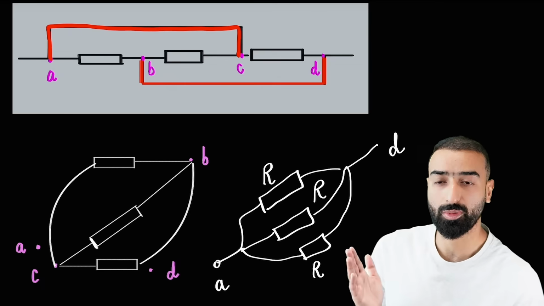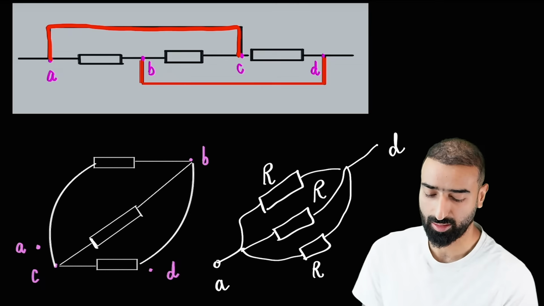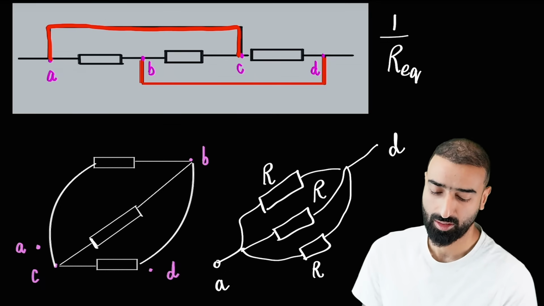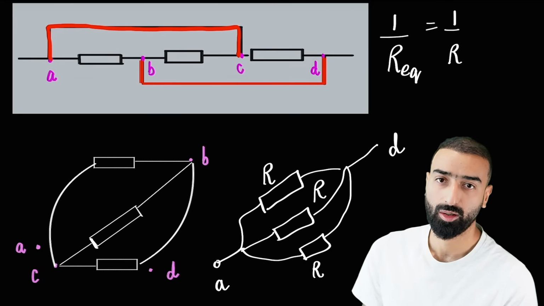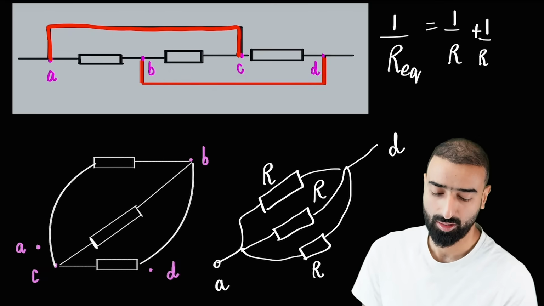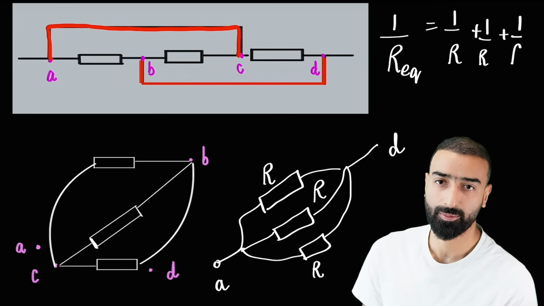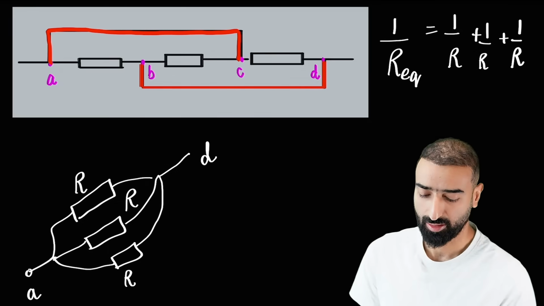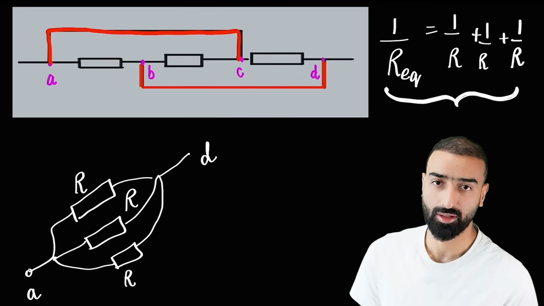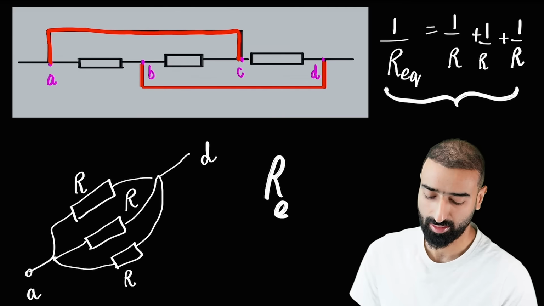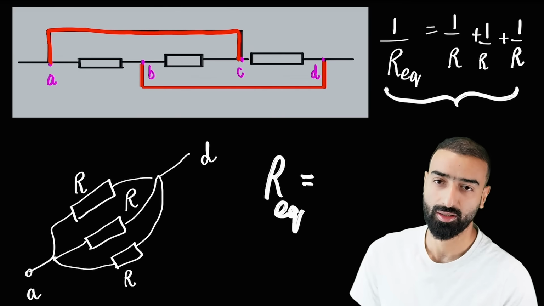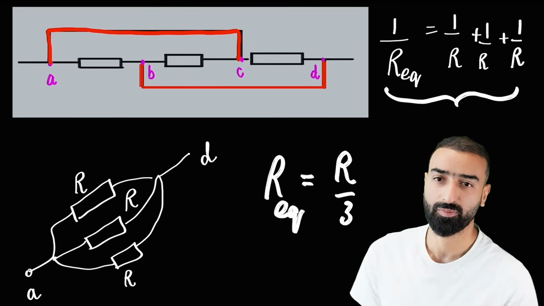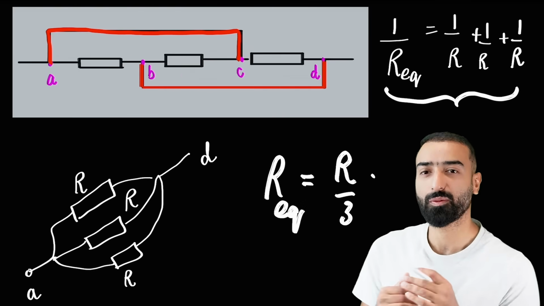What's the total combination of 3 resistors in parallel? Well, 1 over the equivalent resistance would be 1 over R plus 1 over R plus 1 over R. Let's make some space. If you solve this equation, you will end up with R equivalent is R over 3. And that's the answer for our problem.